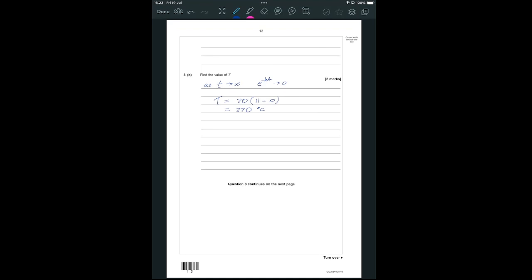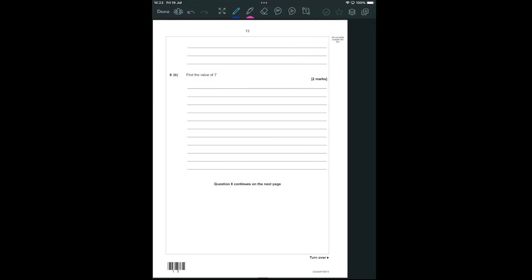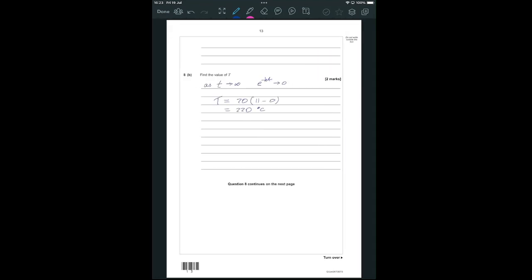And if you know anything about ovens, that's a reasonable maximum temperature. If it came out as 2000, you probably should be worried. You should probably get your oven checked out.